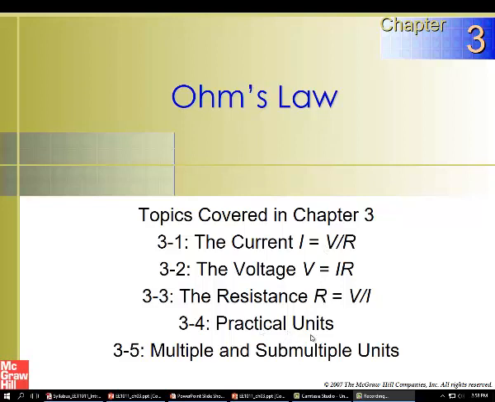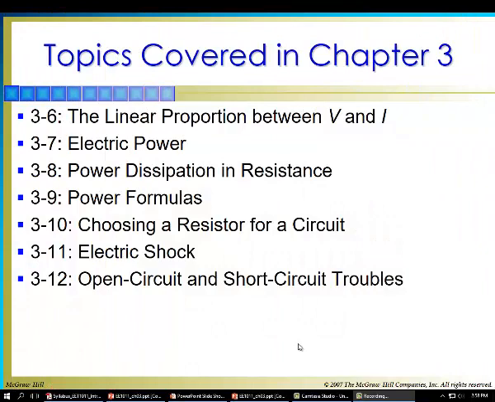Then we'll talk about practical units, multiples and submultiple units, the linear proportion between voltage and current, electric power, power dissipation in resistance, power formulas, choosing a resistor for a circuit, electric shock, open circuit and short circuit troubles.